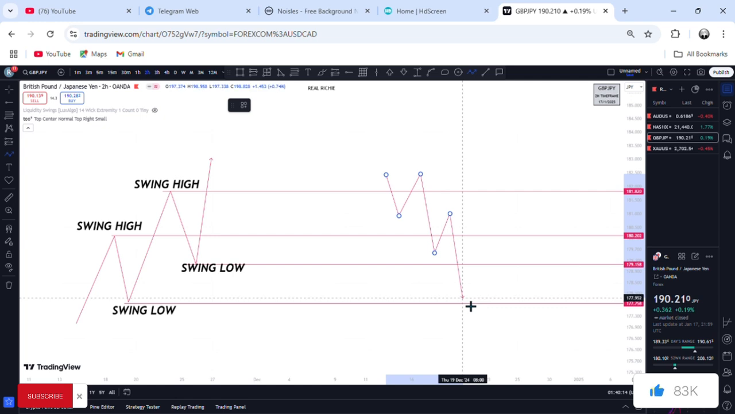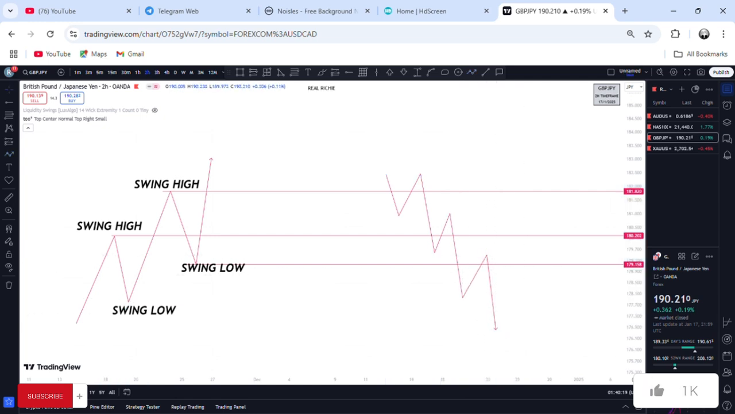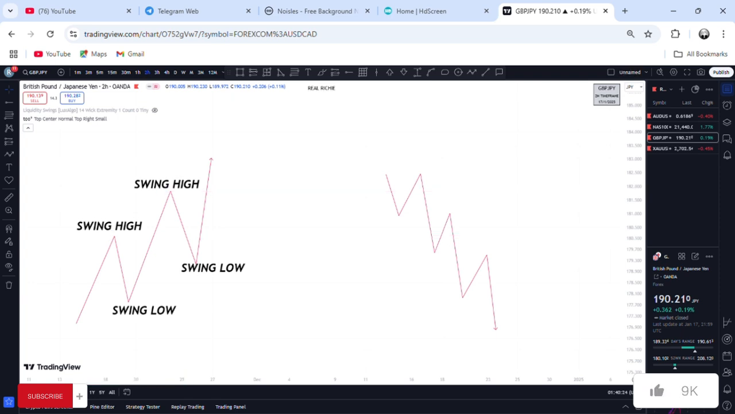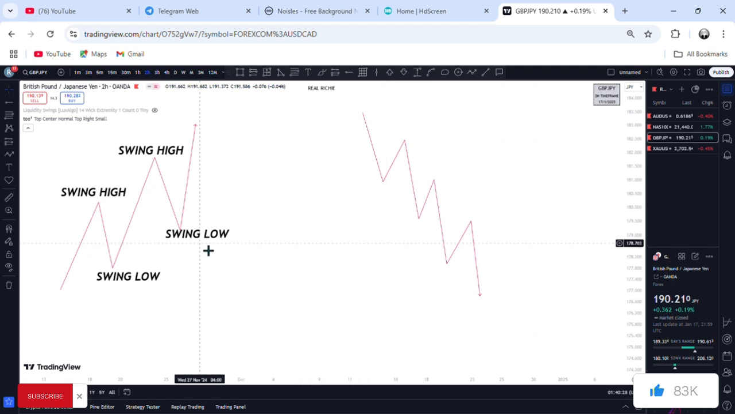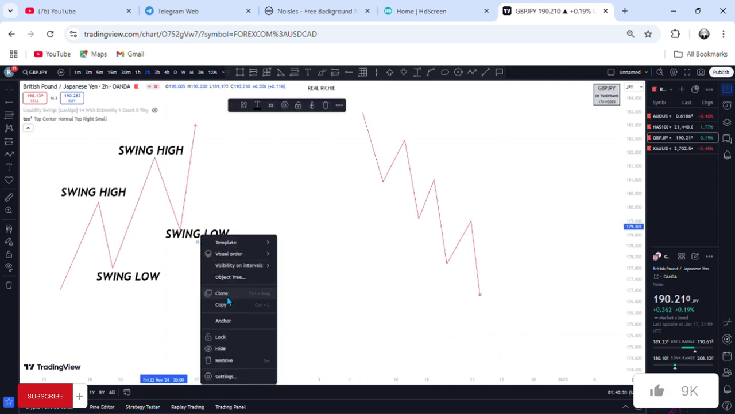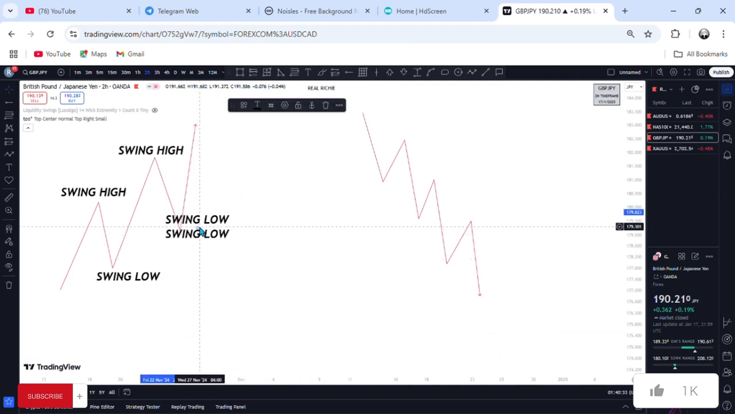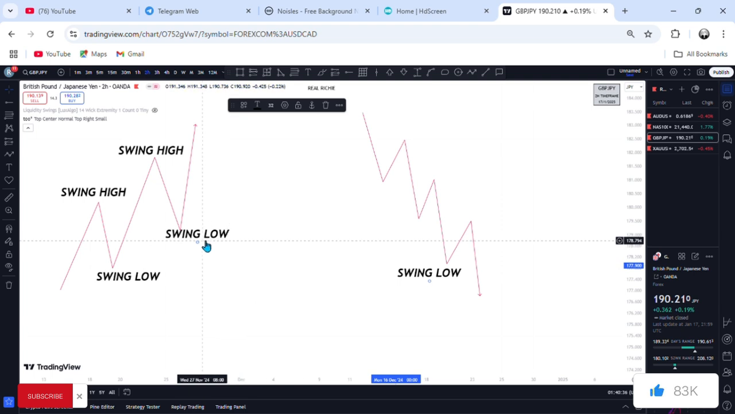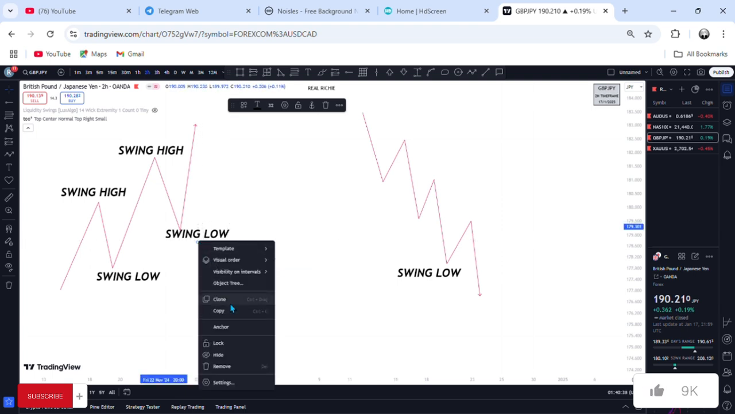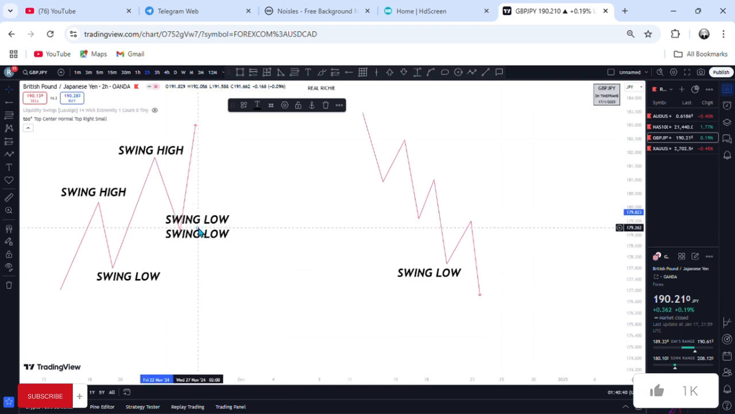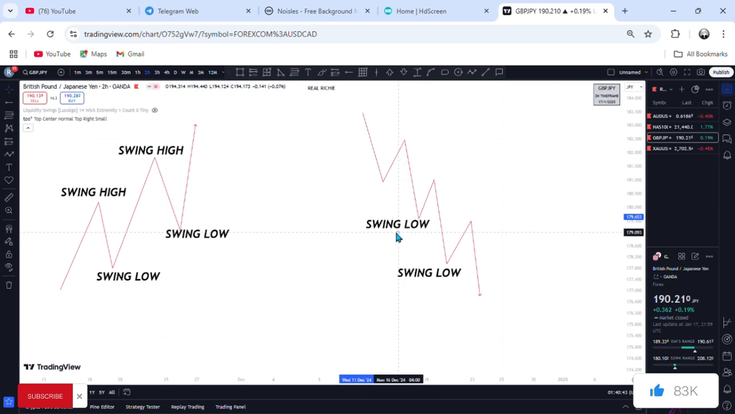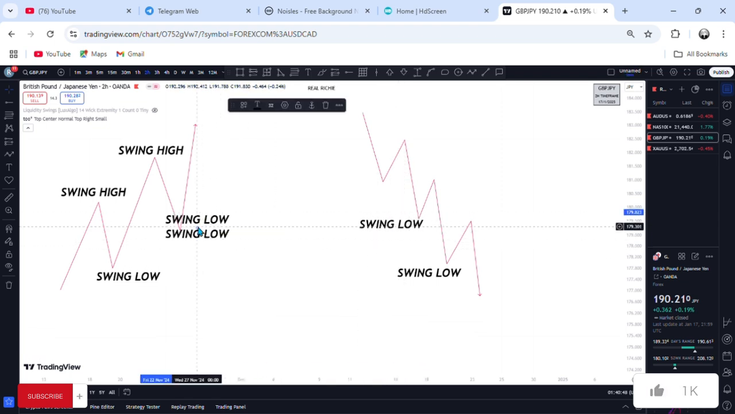So with this one, how do we identify the swing lows on this downtrend also? How do we identify these are the swing lows? Let me clone this. Swing low, swing low here too, and another swing low here.